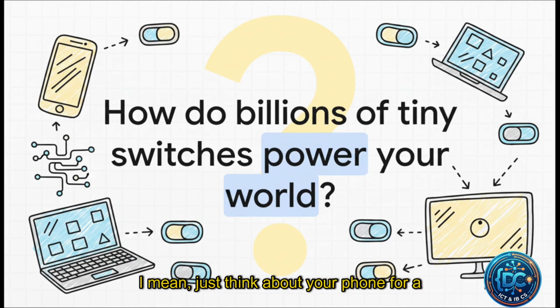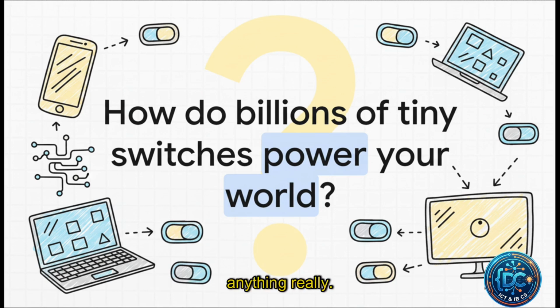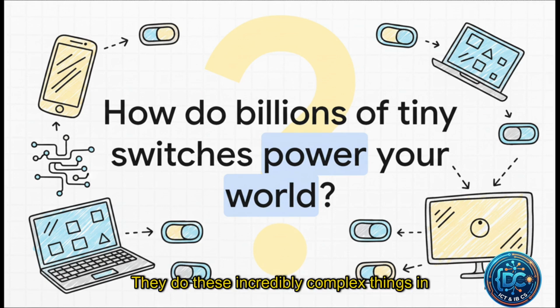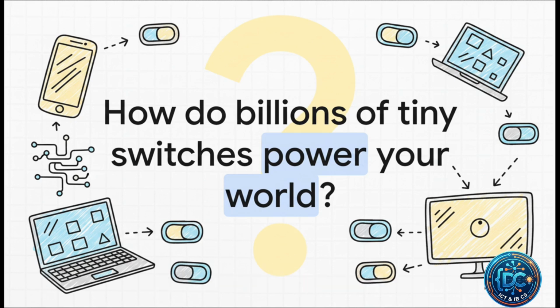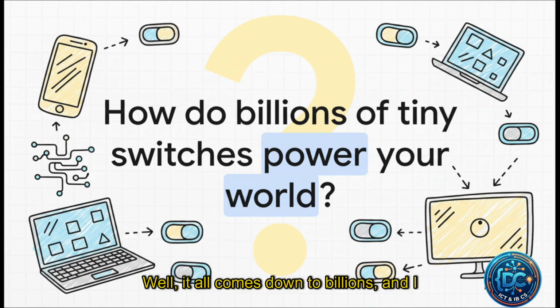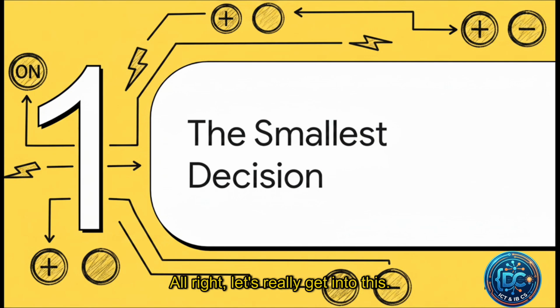I mean, just think about your phone for a second, or your laptop, your smart TV, anything really. They do these incredibly complex things in like the blink of an eye. But how? How does that even work? Well, it all comes down to billions, and I mean billions, of tiny microscopic switches, all making the simplest decision you can imagine, on or off. All right, let's really get into this.